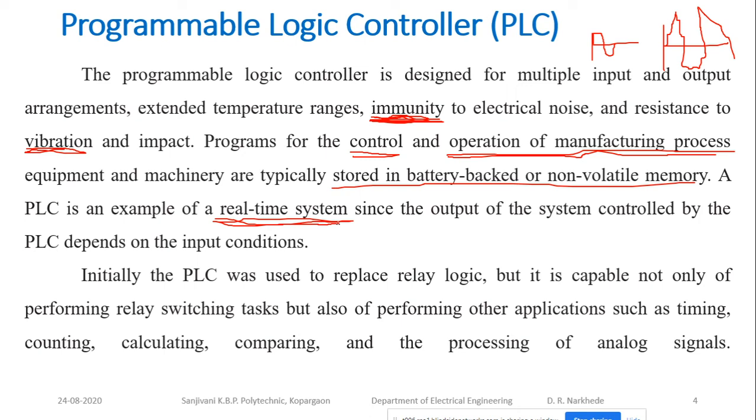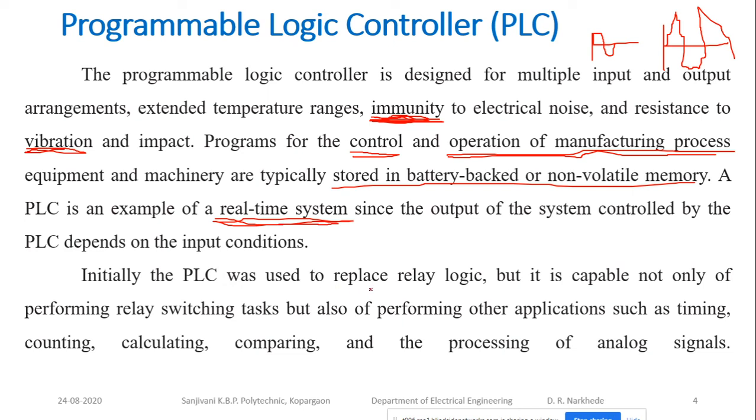So these are real-time systems. PLCs are real-time systems, since the output of the system controlled by the PLC depends on the input condition. As soon as the input condition changes, at the same time my output also changes. That's why it is called a real-time system. Whenever there is a change in the input of the system, that will certainly change the output of the system at the same moment.